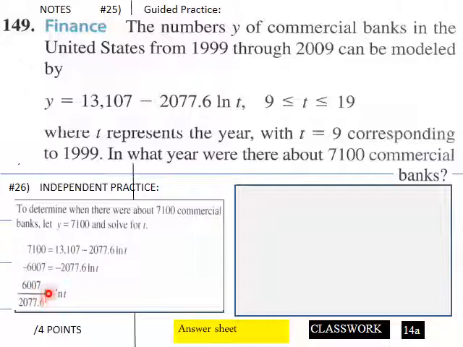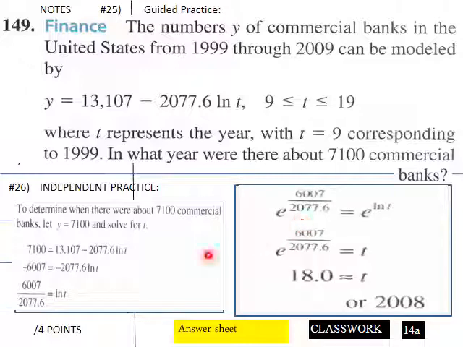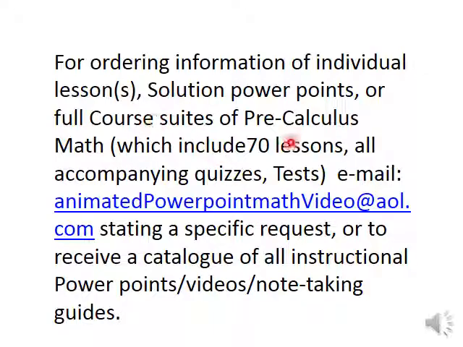Naturally, we end up with 6,007 over 2,077.6. Then we exponentiate both sides, and when we crank this out here, we get 18.0 equals t, so 2008 would be when there were 7,100 commercial banks. And that is your lesson today from Pre-Calculus Math.